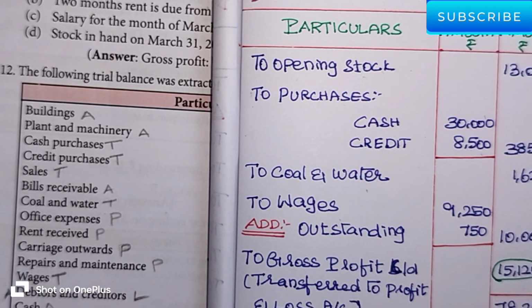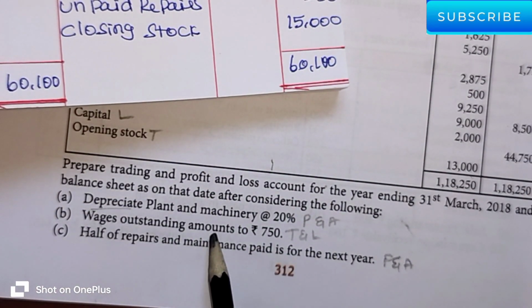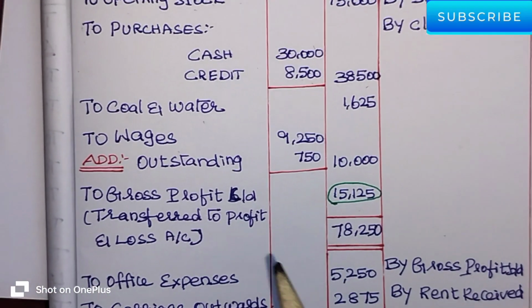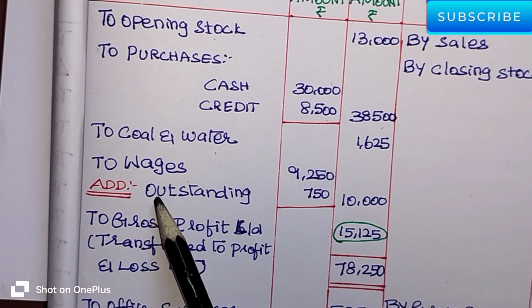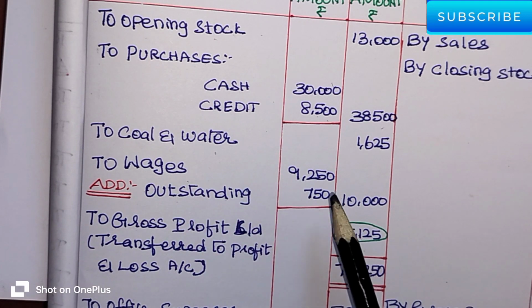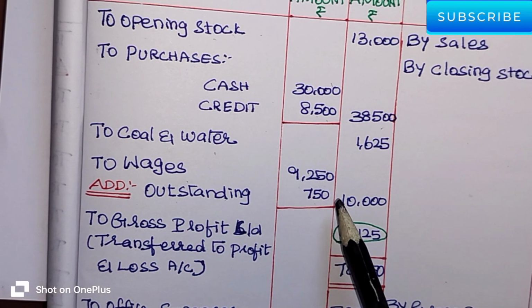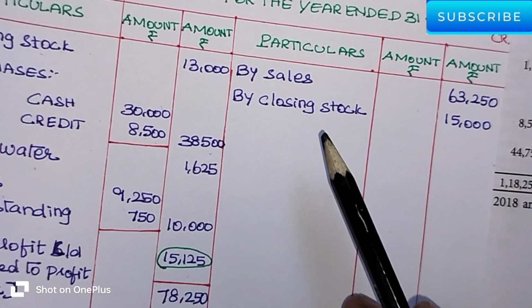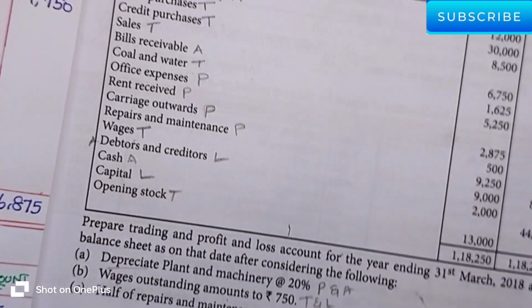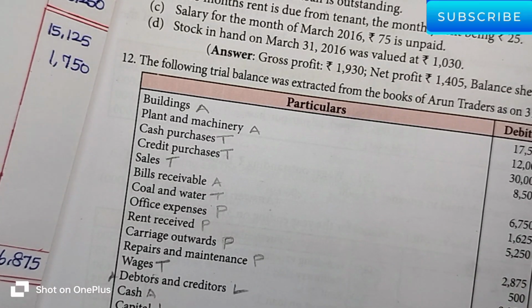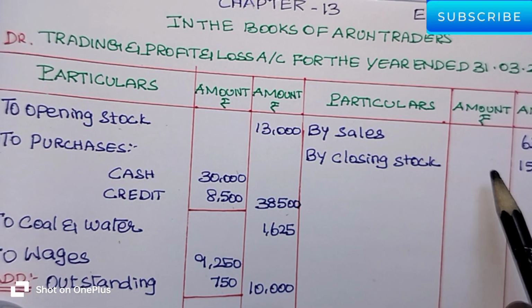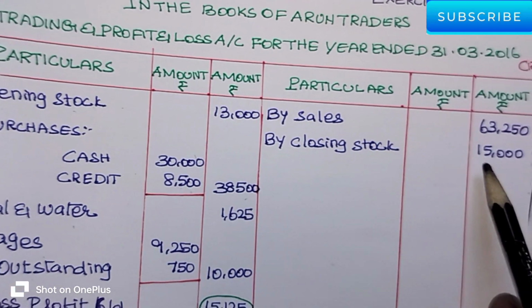Wages has an adjusting entry. The wages outstanding amount of 750 we add with the wages account: 750 with 9,250, we get 10,000 rupees. Then we go to the credit side, where we have sales of 63,250, entered here. Finally we enter closing stock of 15,000.